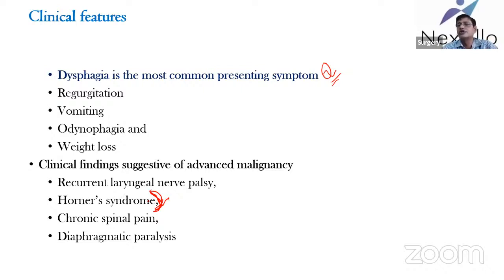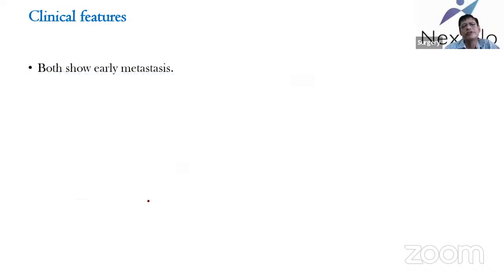Then chronic spinal pain, because the vertebrae have been invaded; the esophagus is just present over there. Diaphragmatic paralysis because of the involvement of the phrenic nerves may be seen. So these are the features of advanced malignancy invading the adjoining structures. By far the commonest presentation is dysphagia. Once the patient presents to us, then come the investigations and the other associated features.